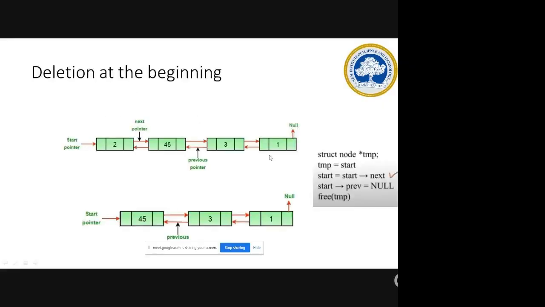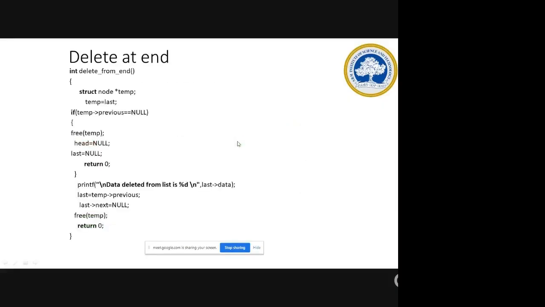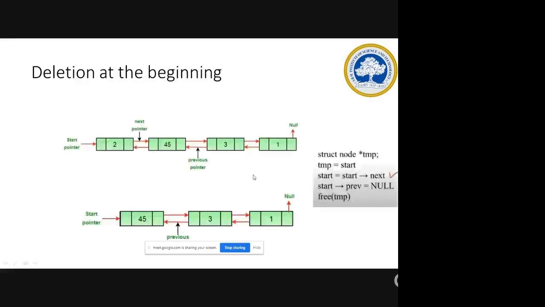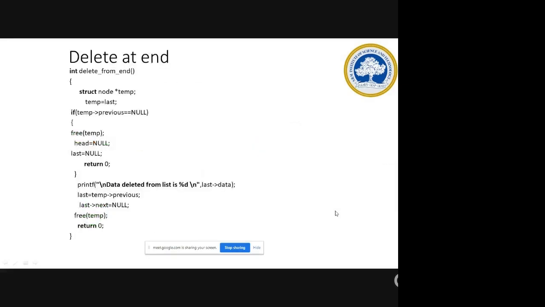Once you define the last node, for example, I'll take this diagram itself. When you want to delete this one, because it is the last node, it is only holding the value temp. Now 3 should become your last node. So last is equal to temp of previous. Now this 3 will hold the last node, and 3's next should be null, so last next should be null. After that you can delete this node. So this is deletion at the end of your doubly linked list.